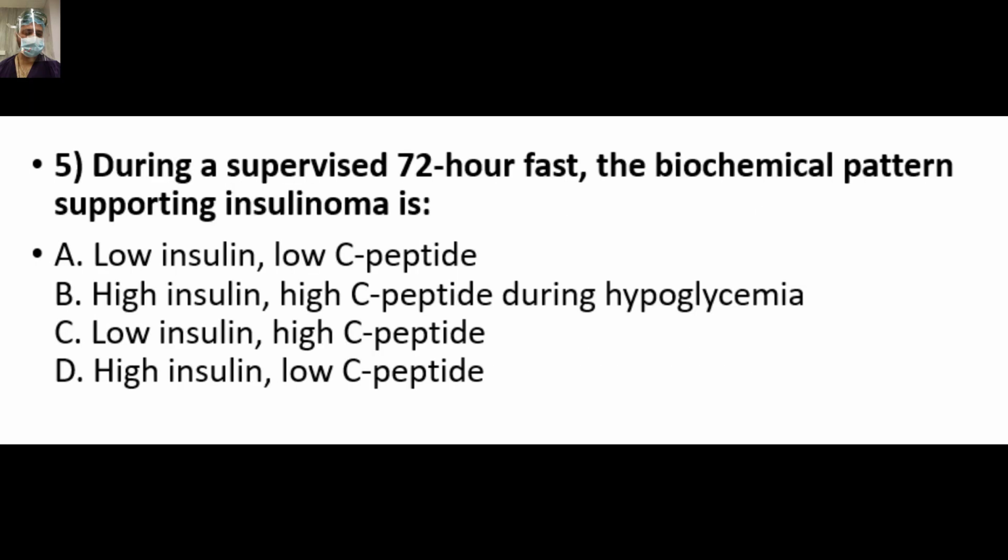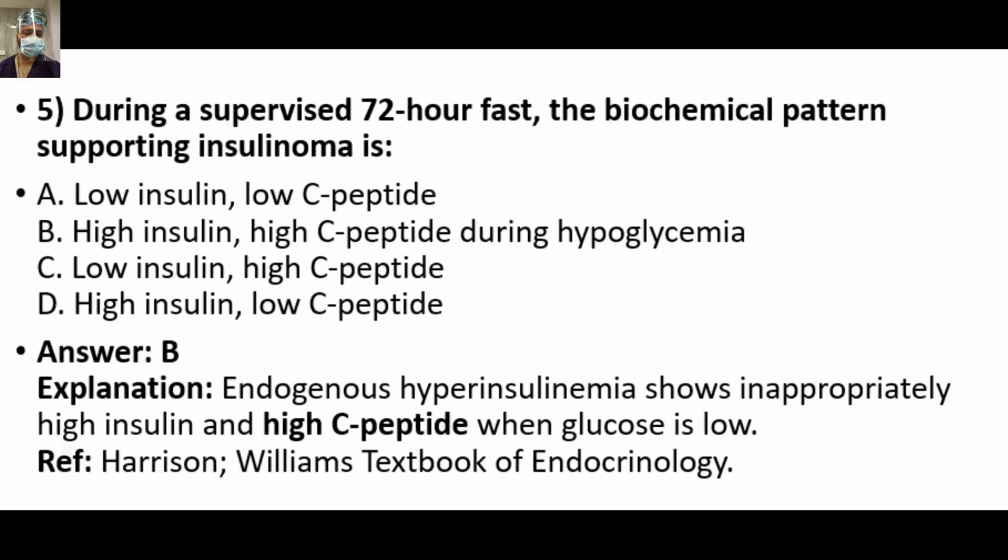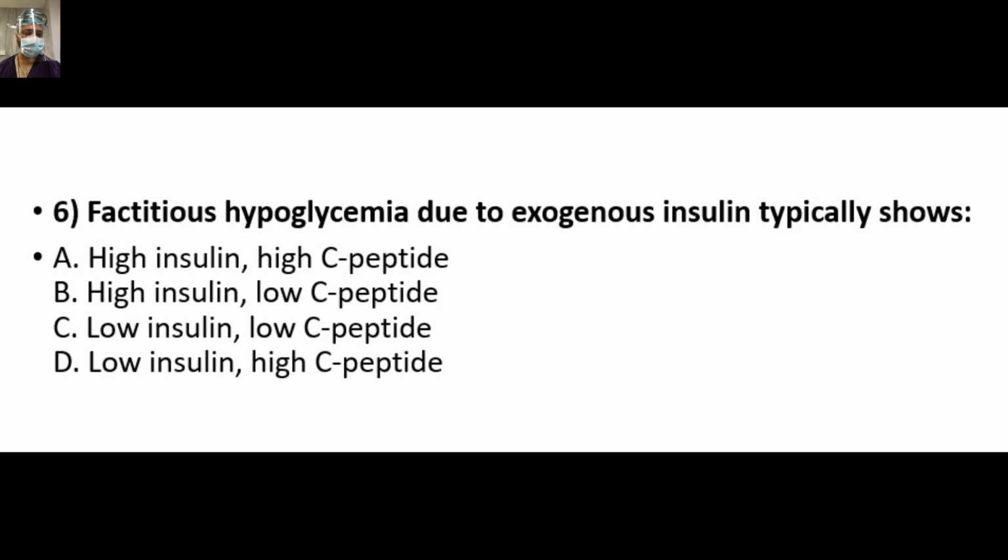So during a supervised 72-hour fast, the biochemical pattern supporting insuloma is, so the answer is B, that endogenous hyperinsulinemia shows inappropriately high insulin and high C-peptide when glucose level is low. This is an important question.